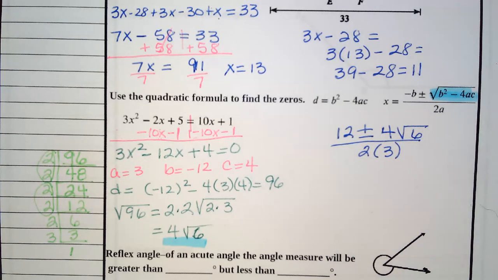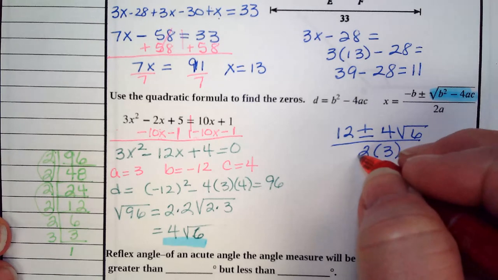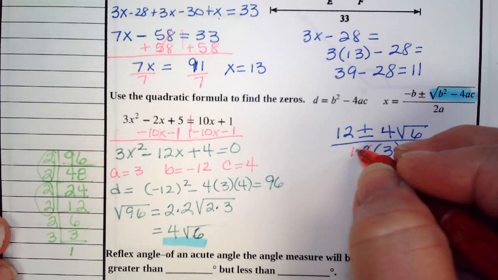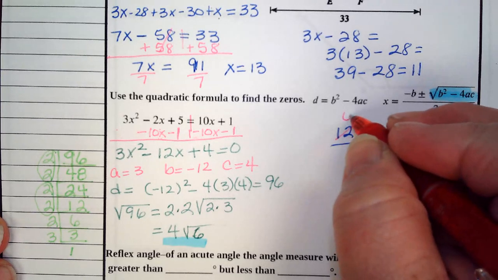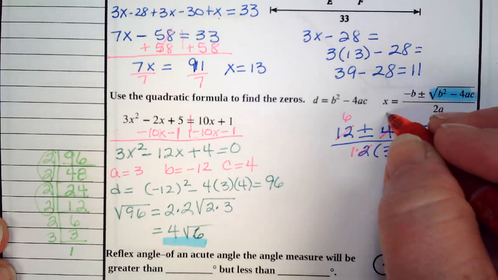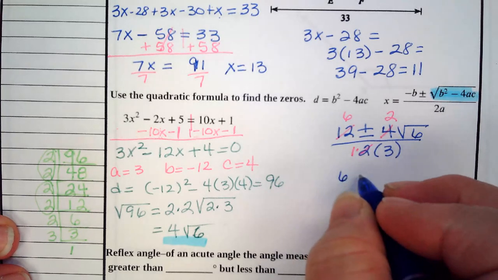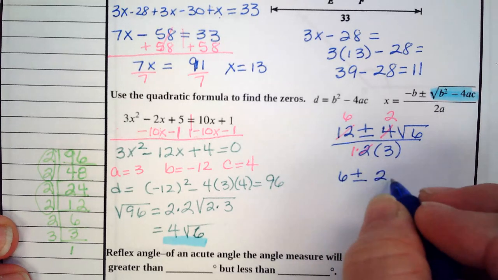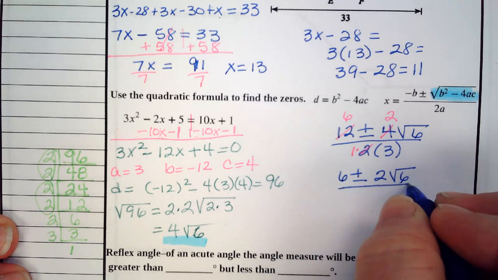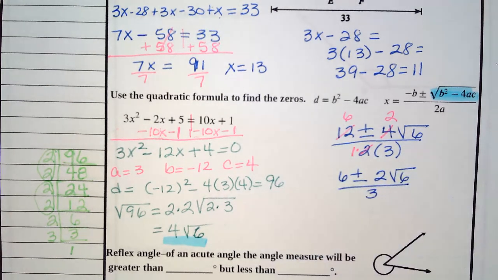Step 2, once you get it plugged in, you need to look and think, is there a common factor? Well, you've got a factor of 2 in all of your terms. So 2 divided by 2 is 1. 12 divided by 2 is 6. 4 divided by 2 is 2. Last step is that simplification. 6 plus or minus 2 square root of 6 all over 3. And we're done.